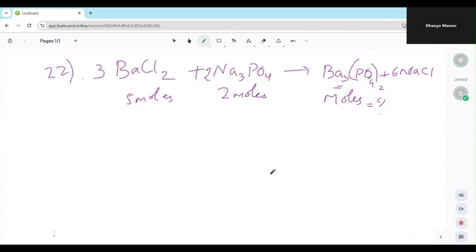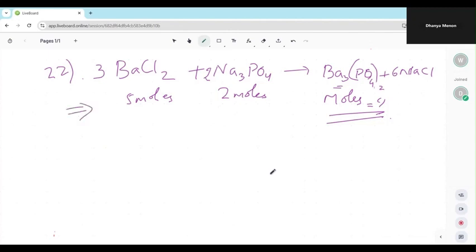So oxygen is 2 times 8, 8. So it's balanced. Chlorine is 6 on the left hand side, 6 on the right hand side. 6 sodium atoms on both sides. So it seems to be balanced. You need to find the number of moles of barium phosphate, one of the products, that is Ba3(PO4)2. That's barium phosphate. Now you have been given the number of moles of both the reactants.